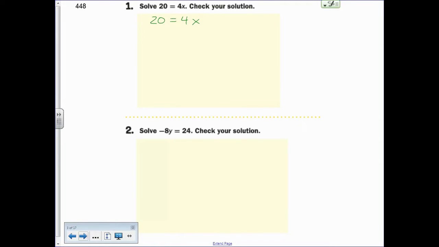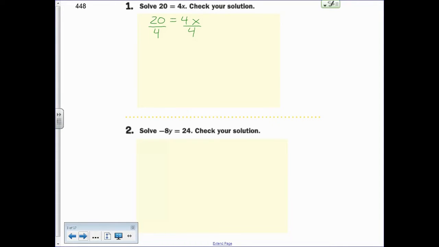So right now, we got to get rid of multiplying by 4. The opposite or inverse operation to multiplying by 4 is dividing by 4. So that's what we're going to do. We're going to divide by 4 here on the right-hand side. Well, in order to keep our equation balanced or equal, we also have to divide by 4 on the other side of the equal sign as well. This is what the division property of equality says.